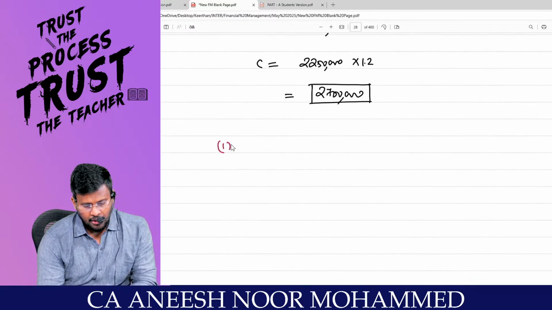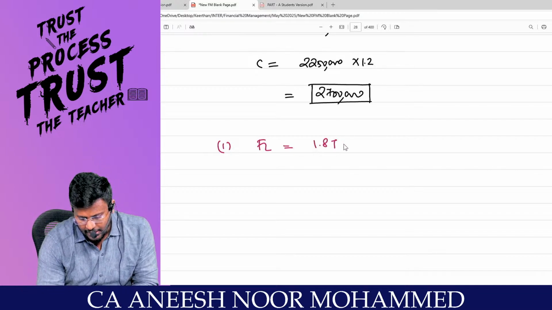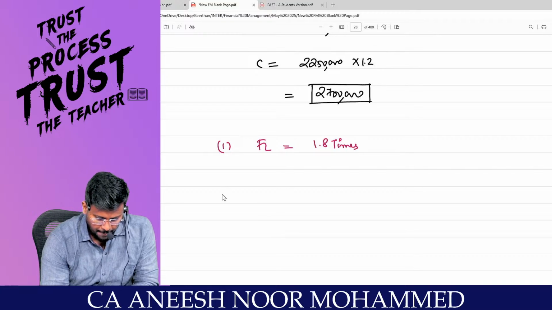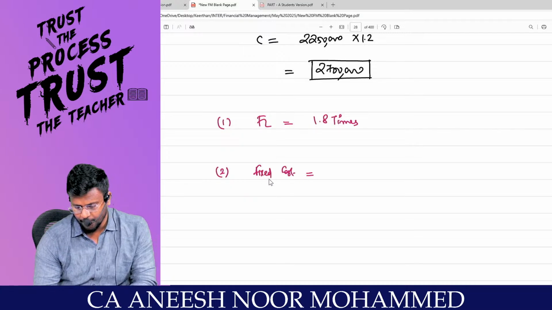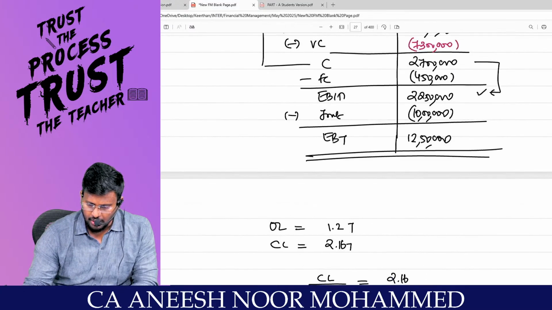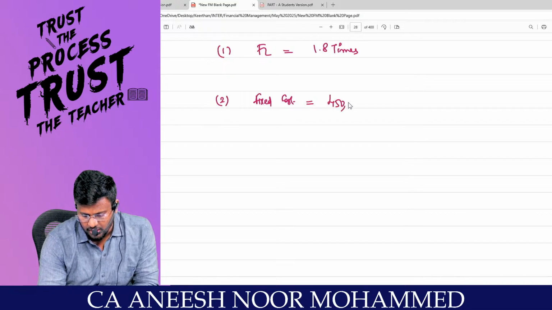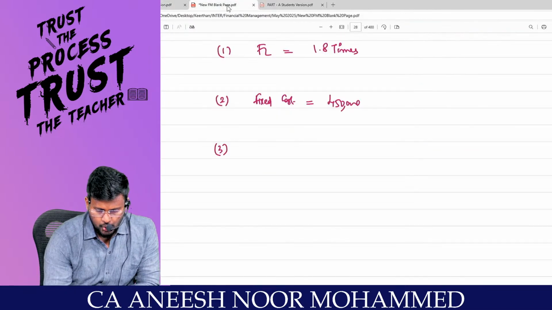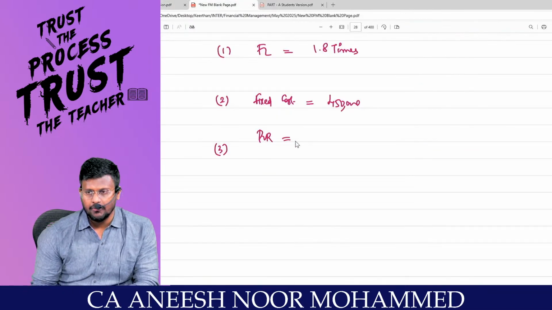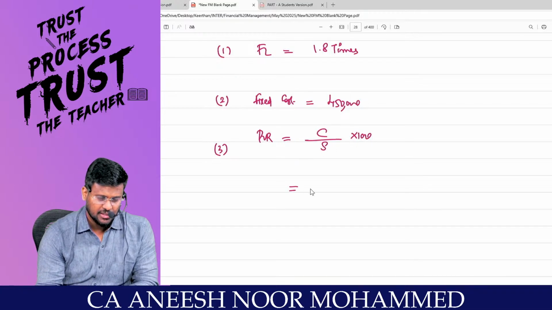Number 1. Financial leverage is the first requirement. 1.8 times is the financial leverage. Number 2. Fixed cost is the second requirement. Fixed cost we already got as the balancing figure, 4,50,000 as the fixed cost. Are you all getting it? And the third requirement is PV ratio. We have to calculate the PV ratio, which is contribution divided by sales into 100. What is the contribution?